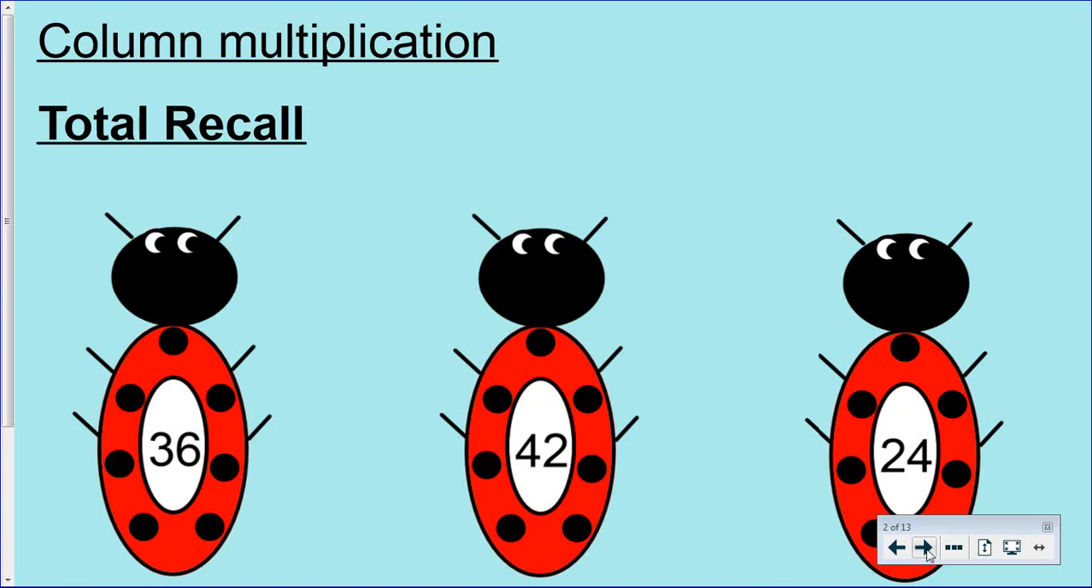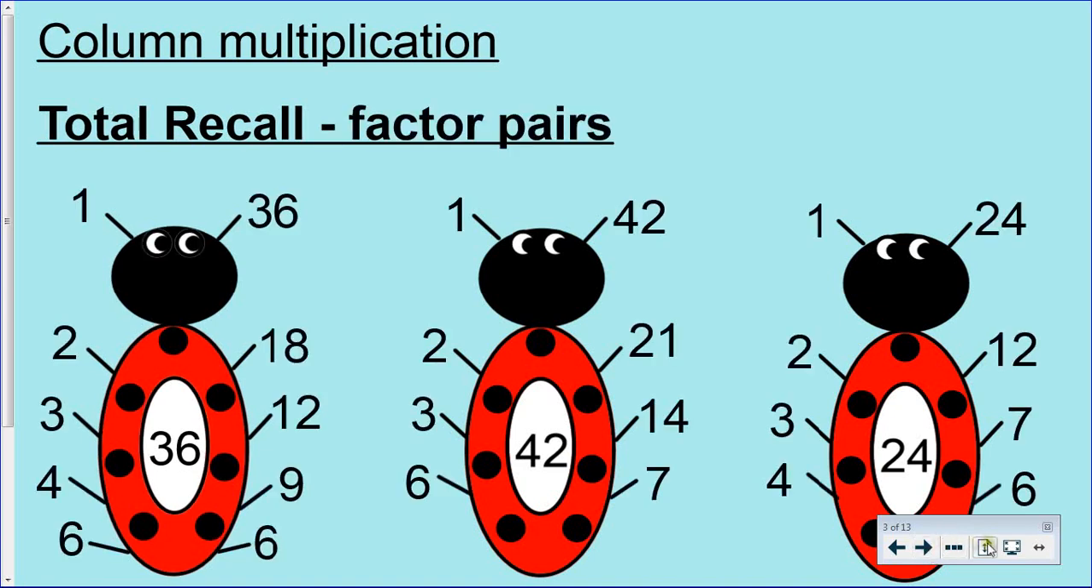Okay, let's go through the answers. These are all the times tables that the multiples are answers in. Well done if you got all of them. Well done if you got some of them. Remember to work systematically, going up your times tables. It makes it a little bit easier and you get all of the factors then.